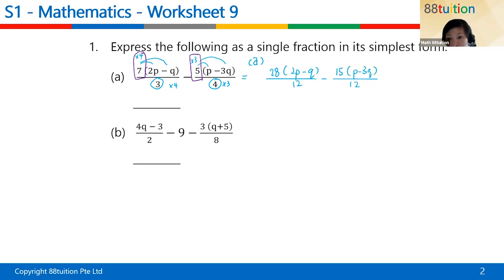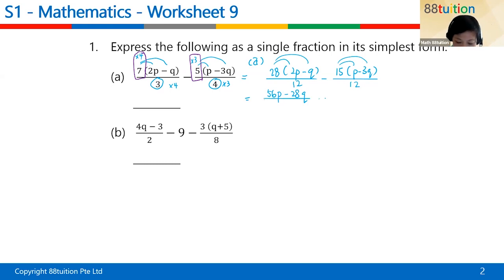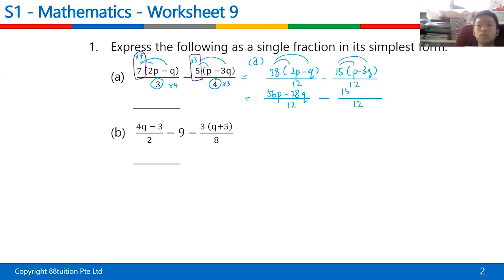So far you're catching up with what I'm doing? Now I can expand this. So 28 times 2 will be 56p, and I have a minus 28q over 12. I still want to break down into 2 different fractions to minus. So I have 15p over 12 and 45q over 12.